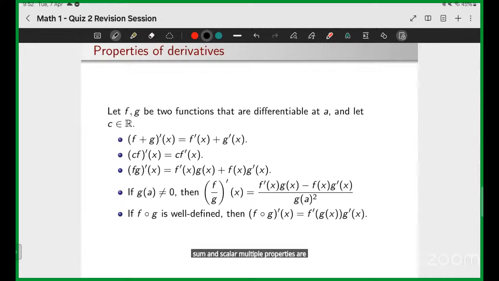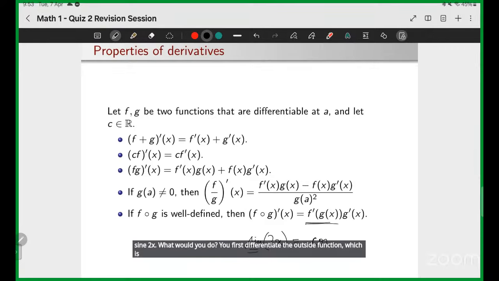The chain rule is something that you have also seen in practice for things like sine 2x. What would you do? You first differentiate the outside function, which is f prime of g of x. Cos of 2x: 2x is the g, f is sine. So f prime of g of x times, you're going to differentiate what is inside, which is just 2. So this is a very basic example of the chain rule. So that's how you differentiate the composite function.